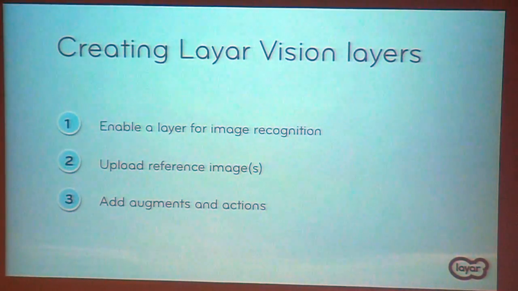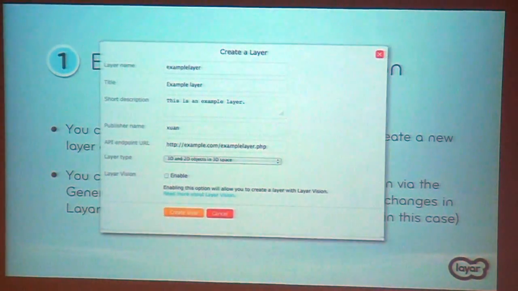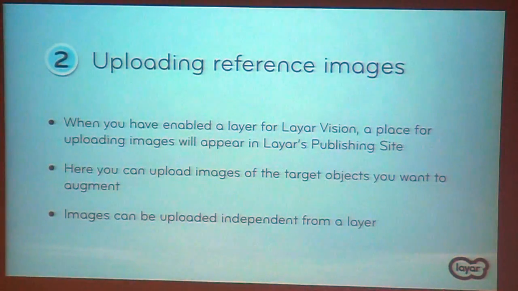So if you create a Layar Vision layer, you first have to enable your layer for image recognition. You can do that on the publishing side. You go there and there's basically this little thing you have to check, enable, and then your Layar Vision layer is enabled. Second is uploading reference images.